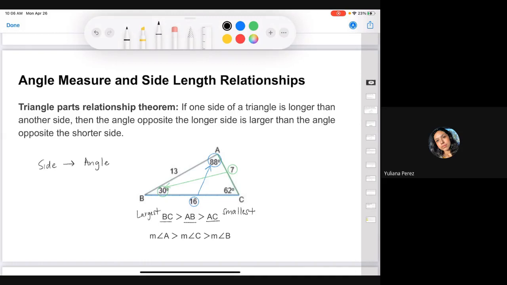We've identified that opposite of BC is angle A, which in fact is our largest angle. And then opposite our smallest side is going to be angle B, which is that 30 degrees. And so that is going to be our smallest angle. Basically, we can use this theorem to list these different angle measures, whether from largest to smallest or smallest to largest, depending on what we're being asked to solve for. We're going to look at an example of this.